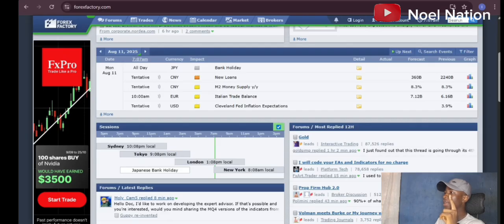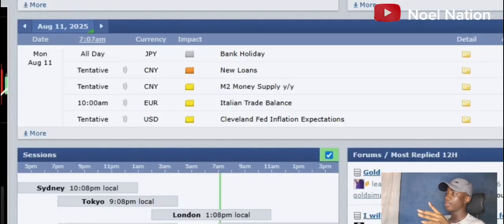CNY. I don't know which currency that is. They have new loan data, something that happens in their country. I think it is Chinese yen. You can see they have this color here, which means medium impact. And this is euro, Italian trade balance, so it has just normal impact. Sorry, it is even a low impact, and I think this is medium impact. So this is low impact, and this is medium impact.